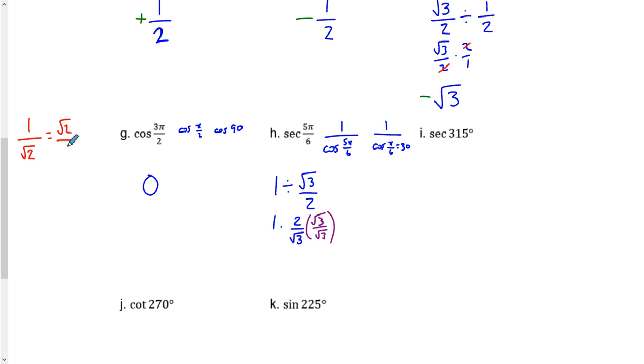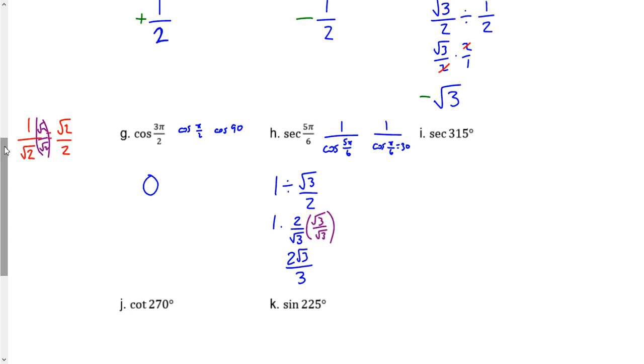It is just root 2 over 2. Because when you rationalize it, that's root 2. 1 times root 2 is root 2. Root 2 times root 2 is square root of 4, which is 2. Similarly, 2 times root 3 is 2 root 3. Root 3 times root 3 is the square root of 9. Square root of 9 is 3. So we just dealt with secant of 5 pi over 6.